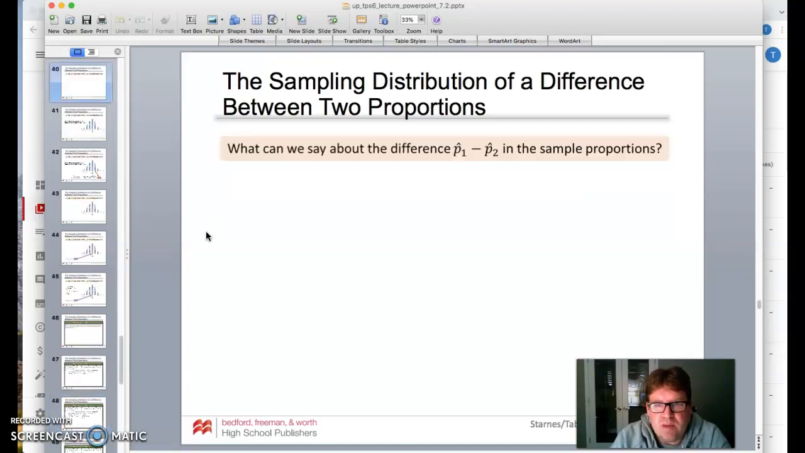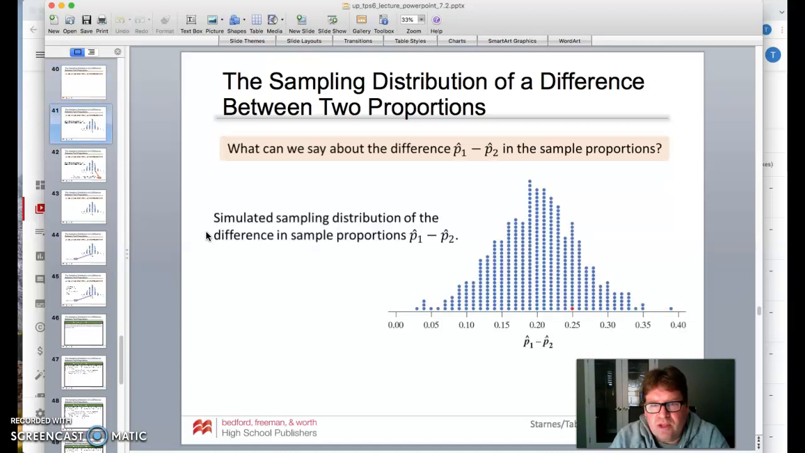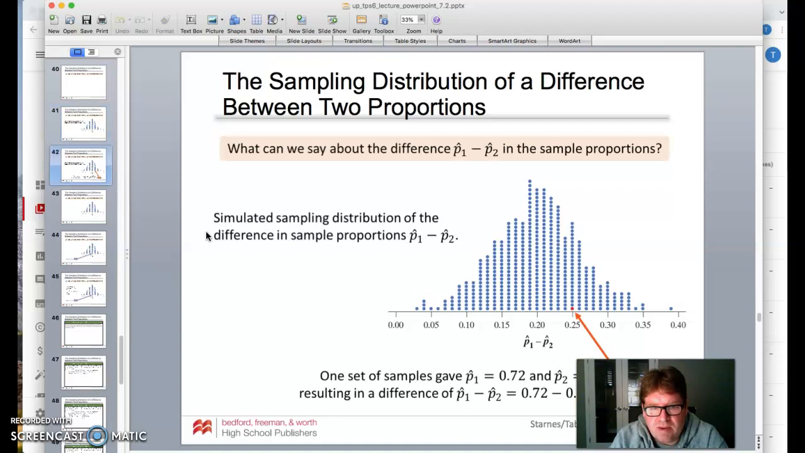Now, what can we say about the difference between those proportions? Well, we have different sample sizes, so that's why it's good to use a proportion. And the simulated sampling distribution of the difference in sample proportions is what we get here. So there's a wide range of differences in proportions that we'd have. Now, one set of samples gave P1 at 0.72 and P2 at 0.47. So the difference between those is 0.25, which is illustrated right there with the highlight.